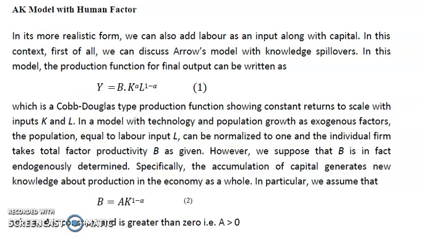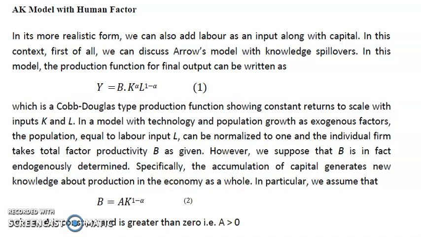In a model with technology and population growth as exogenous factors, the population, equal to labor input L, can be normalized to 1, and the individual firm takes total factor productivity B as given, that is, as constant.